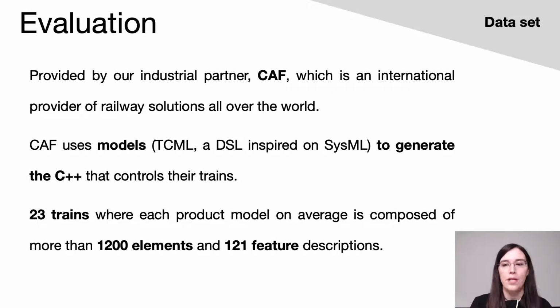To perform the evaluation, the dataset we use is provided by our industrial partner CAF, which is an international provider of railway solutions all over the world. CAF uses models which are expressed in the Train Control Management Language, which is a domain-specific language, to generate the C++ code that controls the trains. CAF provides us with 23 trains, where each product model on average is composed of more than 1,200 elements and 121 feature descriptions.